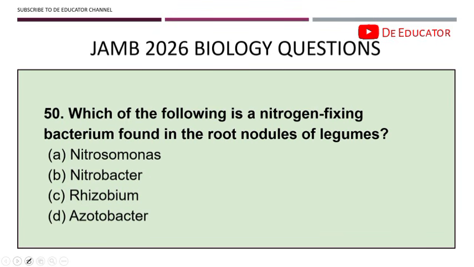Question 50. Which of the following is a nitrogen fixing bacteria found in the root nodules of legumes? You have Rhizobium. Rhizobium are bacteria found in the root nodules of legumes.